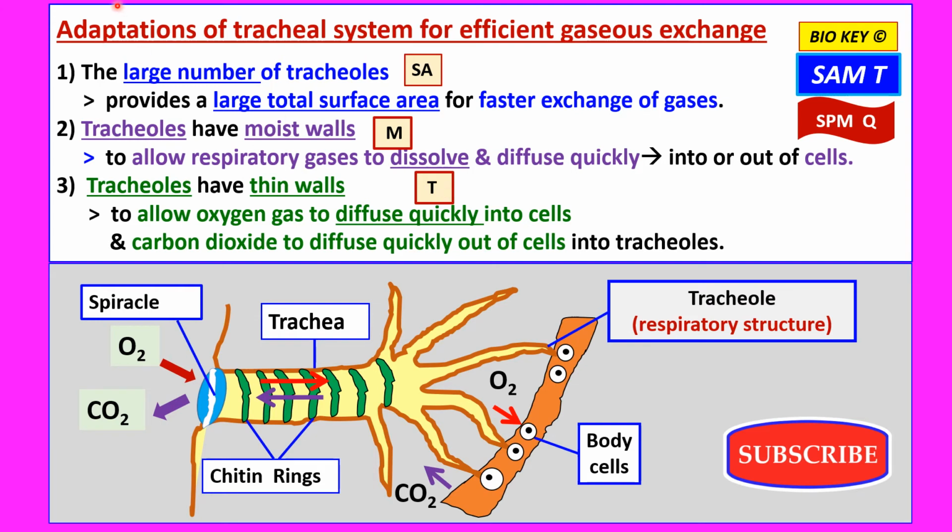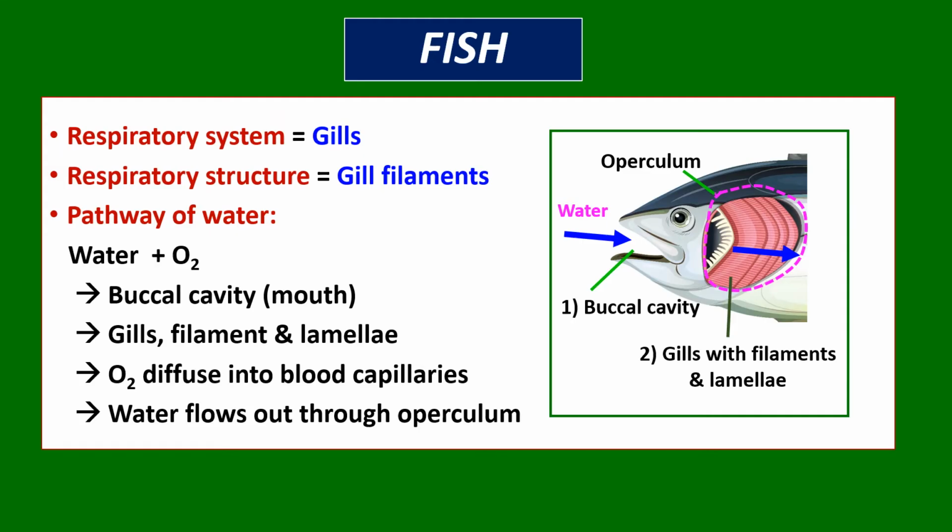So memorize these adaptations. Other than insects, we have to know the respiratory system of fishes. So let us discuss and discover the structures in the respiratory system of fishes. The respiratory system of the fish is the gills.